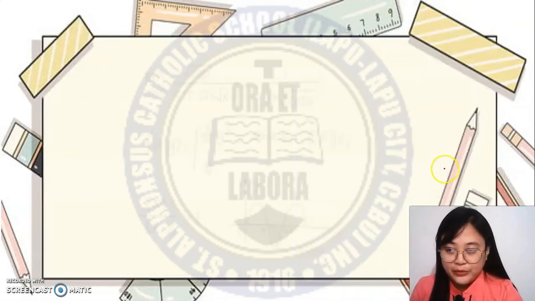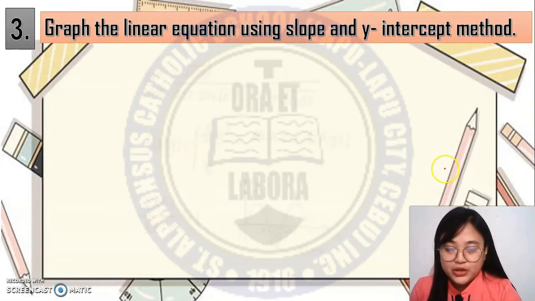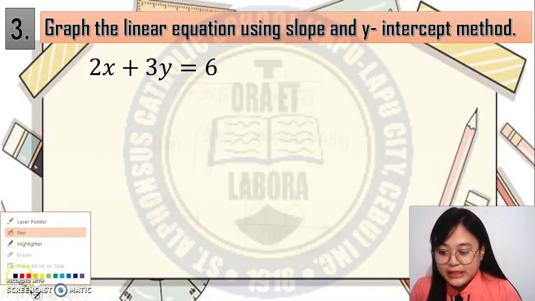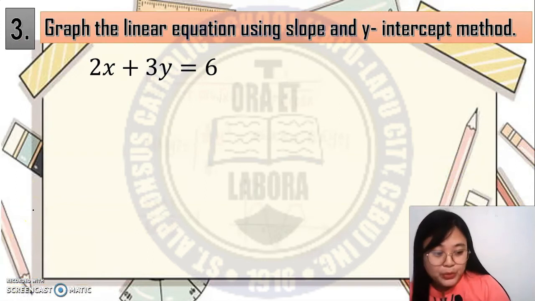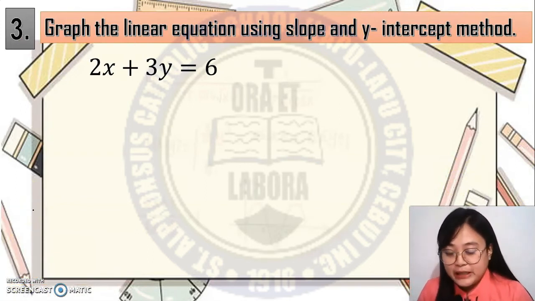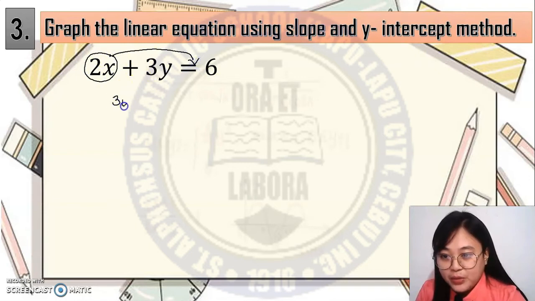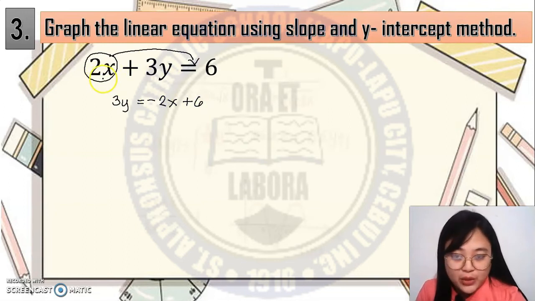Next example, number 3. Graph the linear equation using the slope and y-intercept method. 2x plus 3y equals 6. As you can see, class, the given is not in slope-intercept form. So we need to transpose this into slope-intercept form. We're going to transpose 2x to the other side, so it will become 3y equals negative 2x plus 6. The sign of 2x will change since we transpose it to the other side of the equal sign.